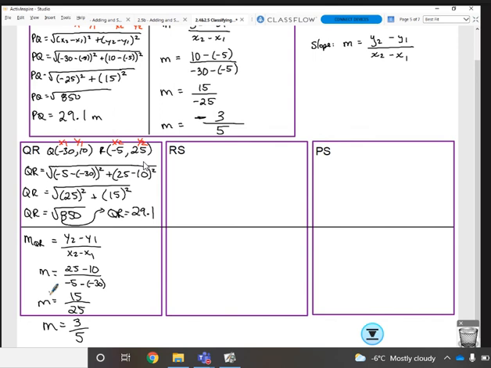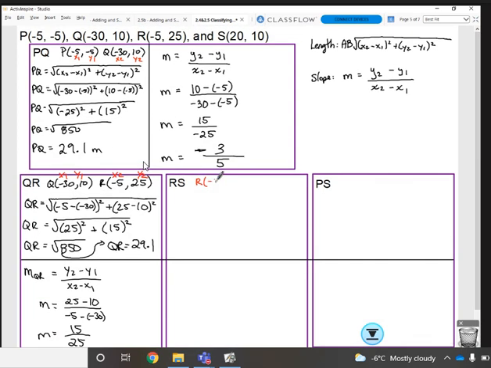And I can also look here. Have you noticed this part yet? Y2 minus y1, x2 minus x1? Yeah? RS. Oh, my favorite one. RS. R is negative 5, 25. S is 20, 10. RS equals, x1, y1, x2, y2.